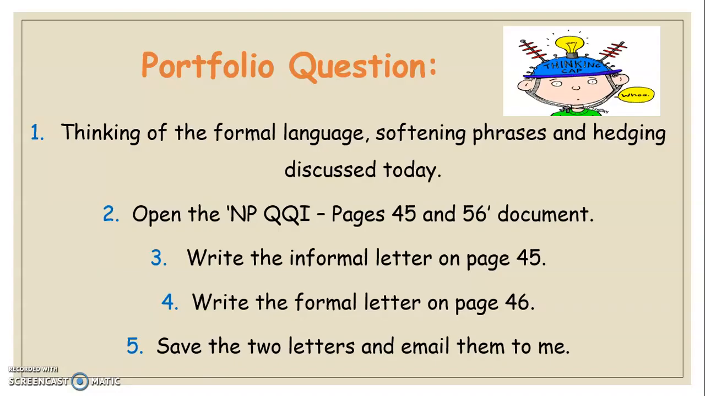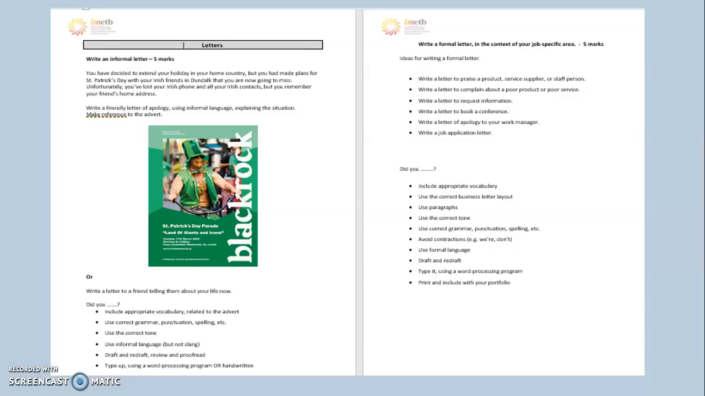Finally, thinking of the formal language, softening phrases and hedging discussed today, open the National Pen QQI pages 45 and 56 document. Write the informal letter on page 45 and write the formal letter on page 46. Save the 2 letters and email them to me. You can pause this video here while you complete that exercise. This is that document.